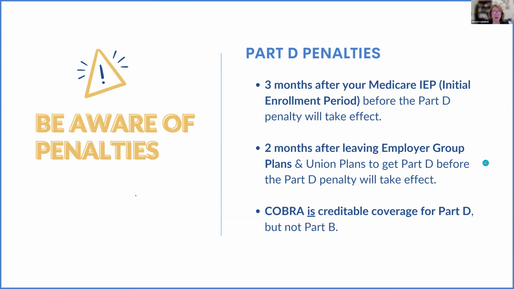So let's say you're older, you're past 65, and you now are retiring. You have 2 months after leaving that group plan or union plan to get your drug coverage. And so after that 60 days, you will start incurring a penalty unless you've taken out COBRA, because COBRA is creditable. Not for B, but only for the drug plan, for the Part D. I don't know why you would want to take out COBRA. It's going to be more expensive, but I always say check in with me and I can explain it on your individual basis.